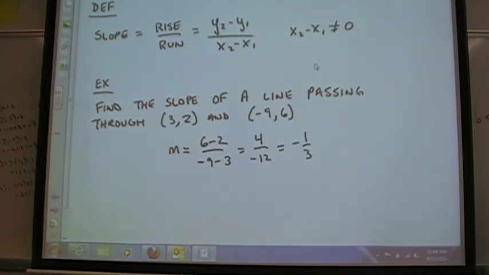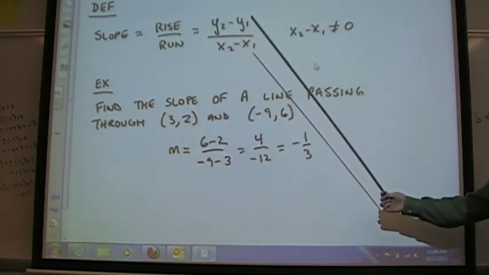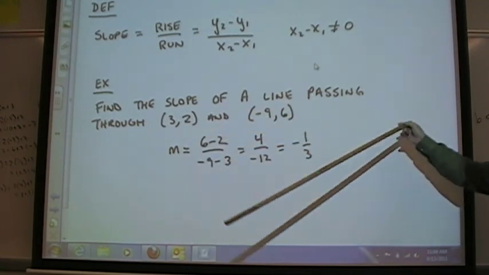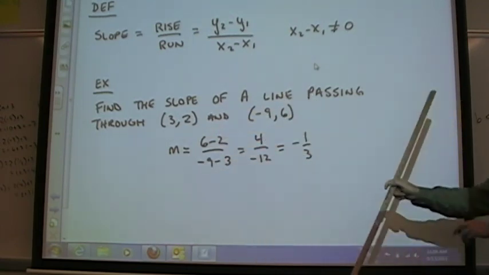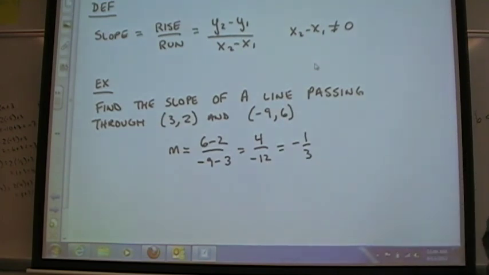Okay? If you have a negative slope, your line will always go in this direction. See that? Positive slope would go in that direction. All right, any questions about negative 1/3?